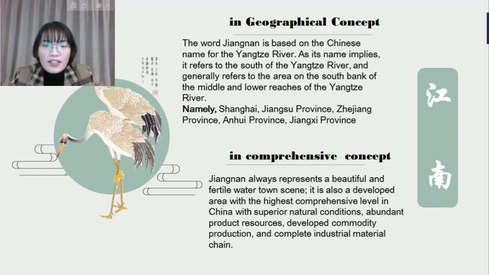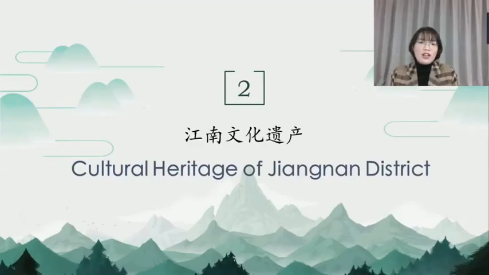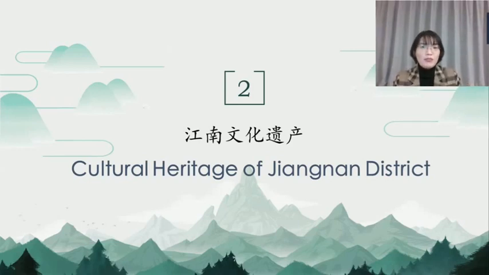But in comprehensive concept, Jiangnan always represents a beautiful and fertile water township. It is also a developed area with the highest comprehensive levels in China, with superior natural conditions, abundant product resources, developed commodity production, and a complete industrial system. When we Chinese mention Jiangnan, we think of ancient towns with small bridges and flowing waters, and elegant, simple, yet exquisite Jiangnan gardens. So what portrays Jiangnan's image like this in the public eye? First, we need to learn some knowledge about it.